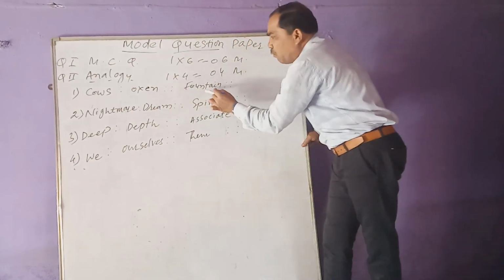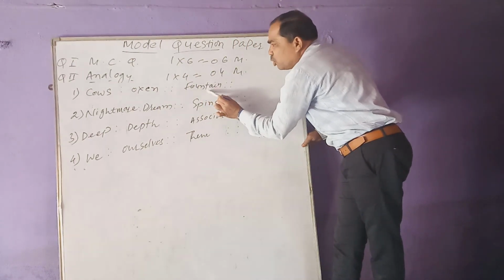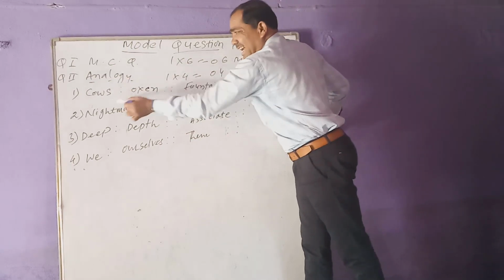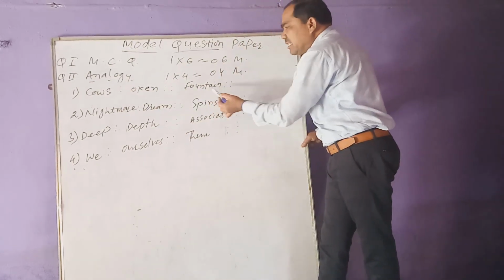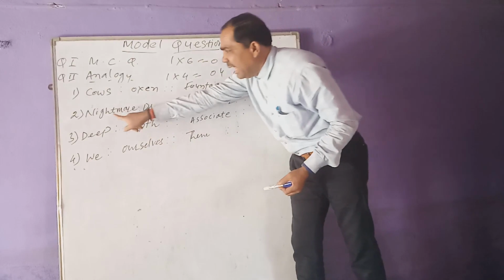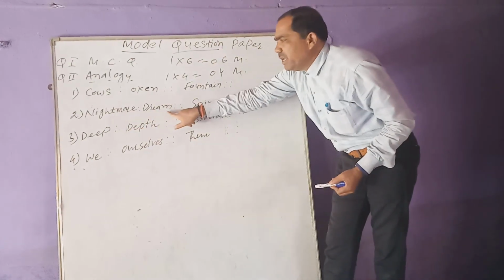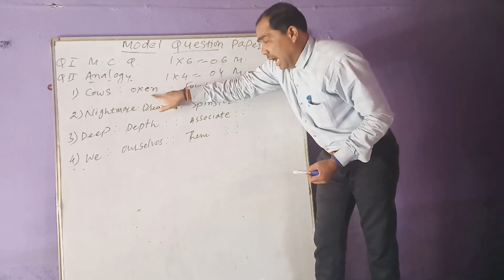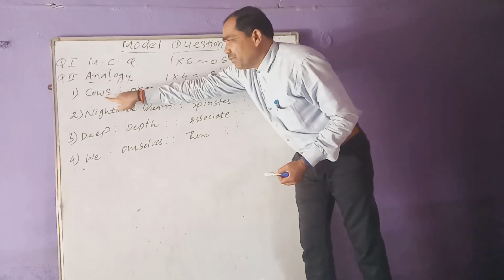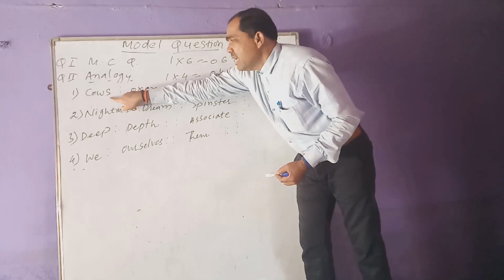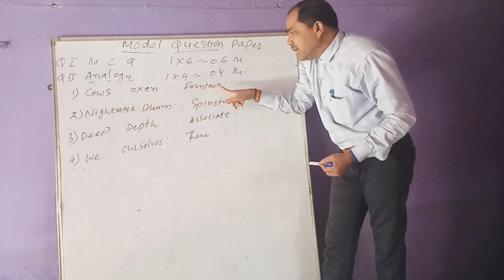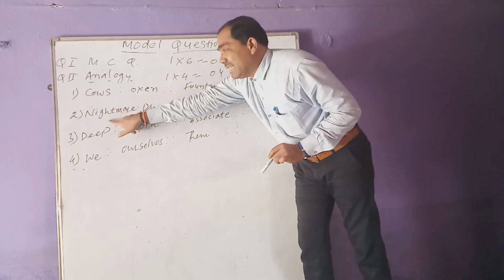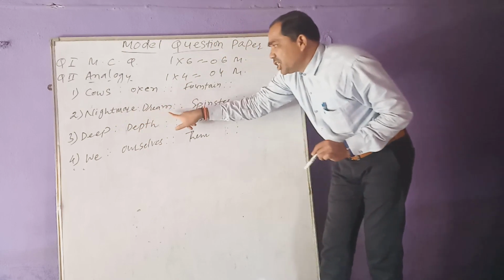What will be the antonym of fountain? If cows stands for oxen, then fountain stands for what? In the same way, nightmare is going to express the meaning of dream. What is there in the first one? In the first one, the antonym of the forthcoming word is asked. In the second one, what is asked? In the second problem, a synonym is asked.